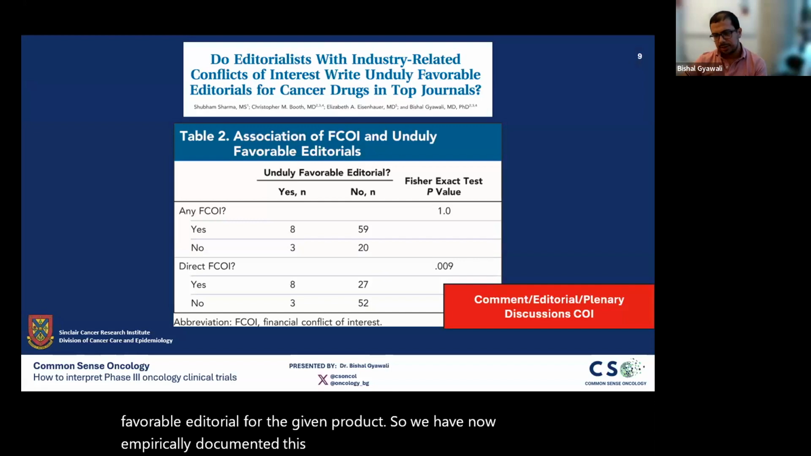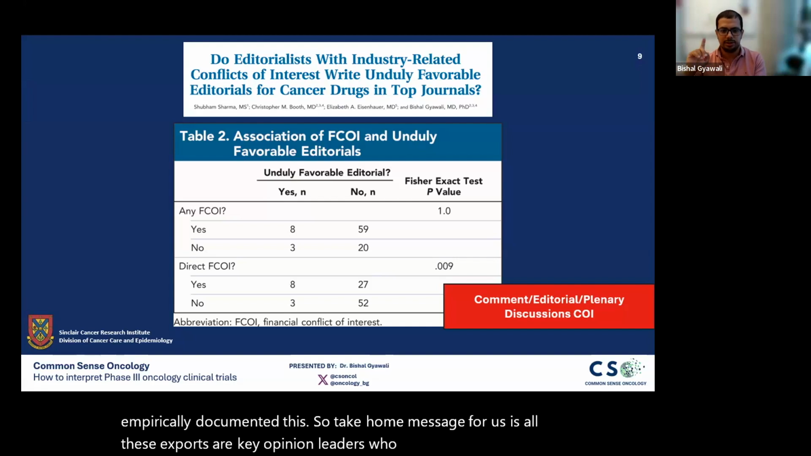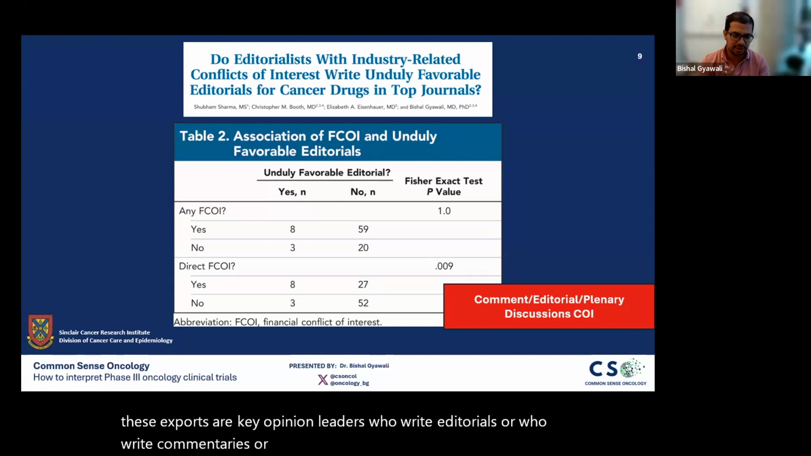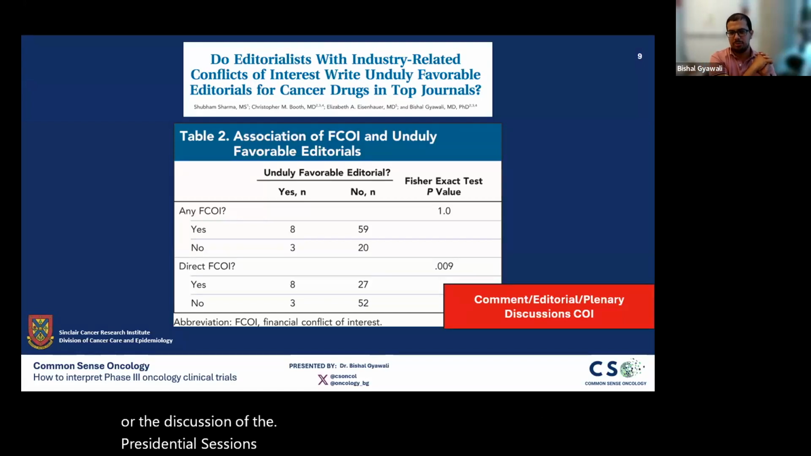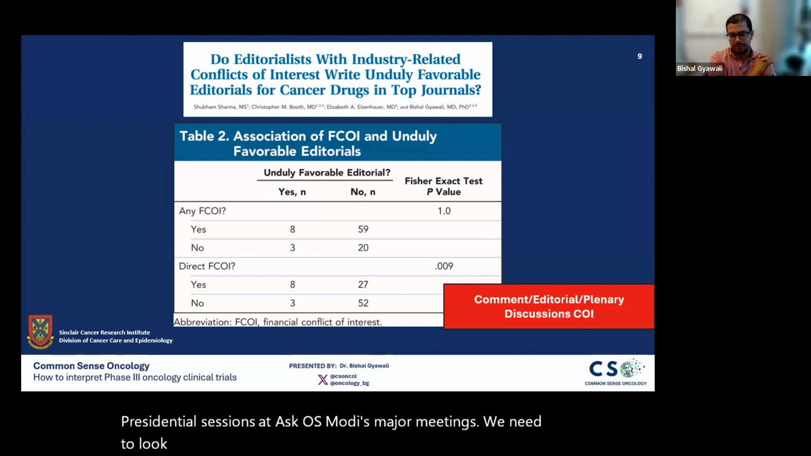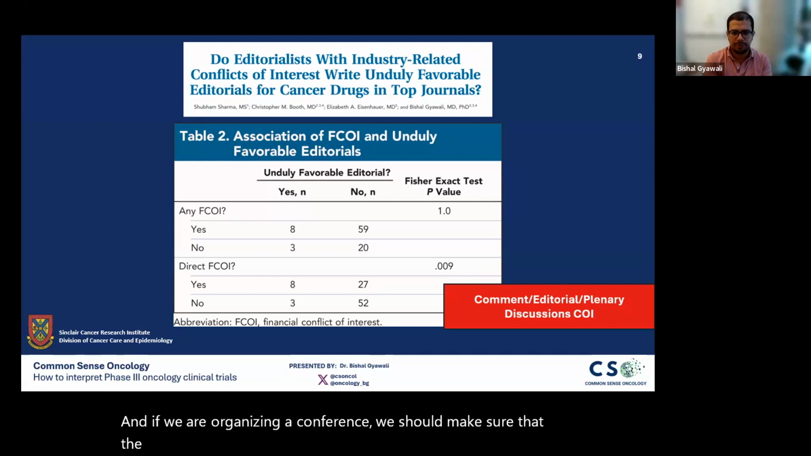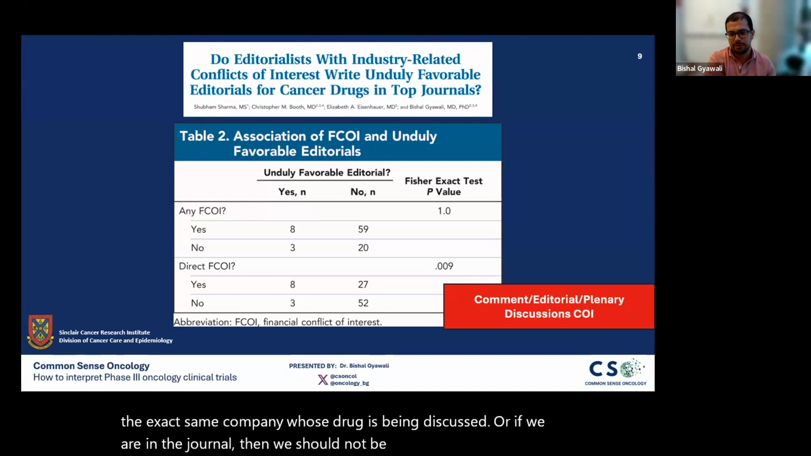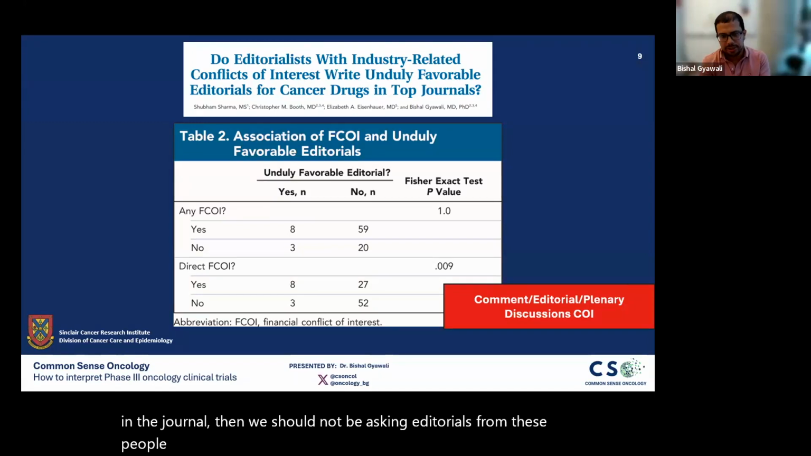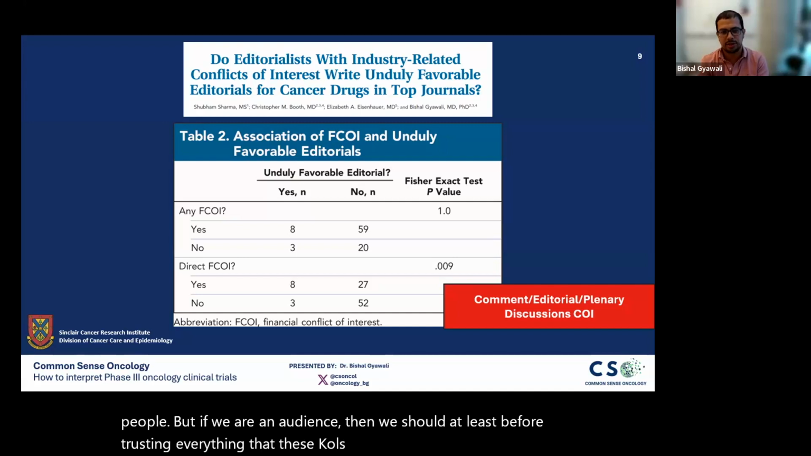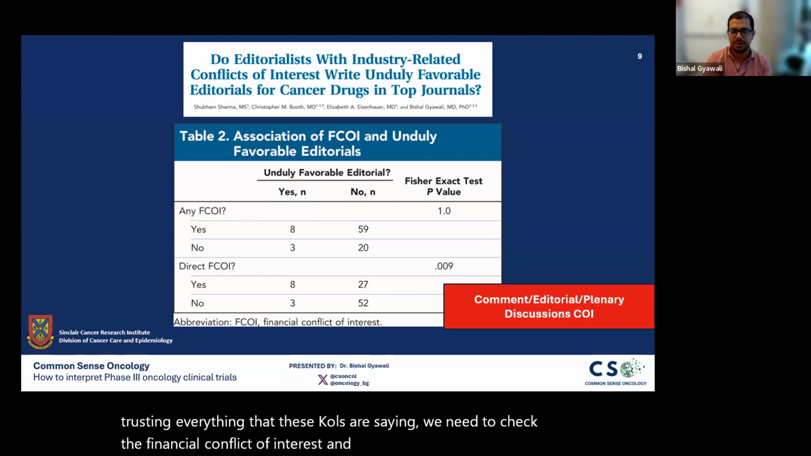So the take-home message for us is that all these experts or key opinion leaders who write editorials or commentaries, or who do discussions of the plenary sessions or presidential sessions at ASCO, ESMO, these major meetings, we need to look into the conflict of interest. And if we are organizing a conference, we should make sure that the discussant does not have a conflict of interest, at least with the exact same company whose drug is being discussed. Or if we are in the journal, then we should not be asking for editorials from these people. But if we are an audience, then before trusting everything that these KOLs are saying, we need to check the financial conflict of interest and then take everything that they say with a grain of salt.